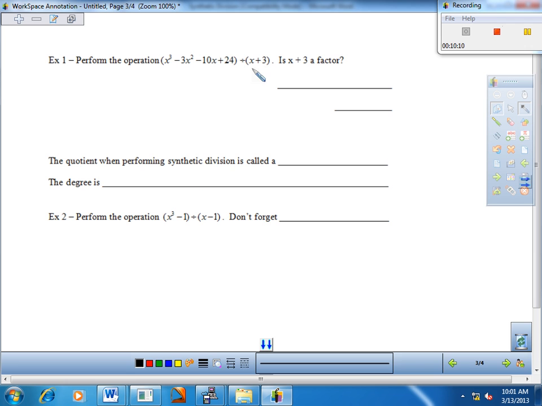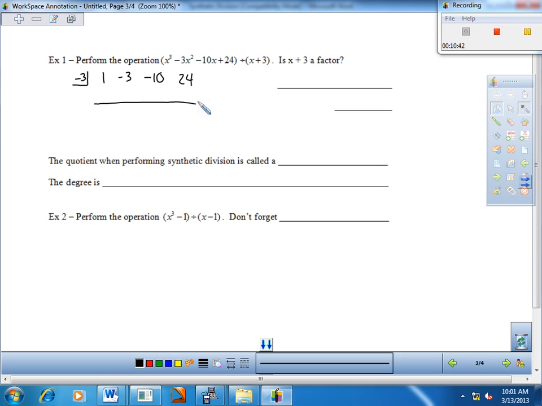So here's the idea. We're going to use negative 3 as our c value. You hear me use that phrase a lot, the c value. So negative 3 comes from x plus 3. So we're going to use negative 3 right there, and we're going to run the coefficients straight across: 1, negative 3, negative 10, and 24. And then I put my line right down there, and then we just do it.